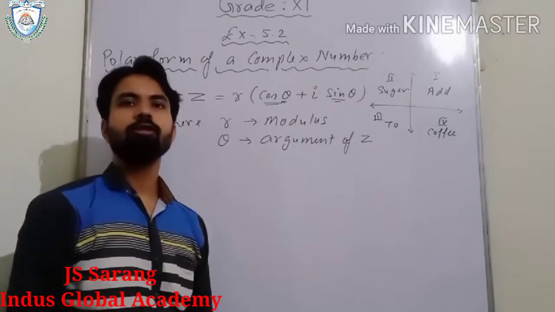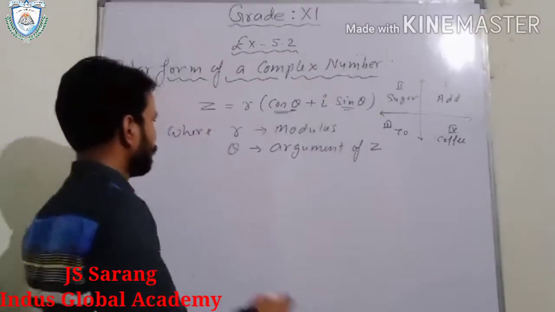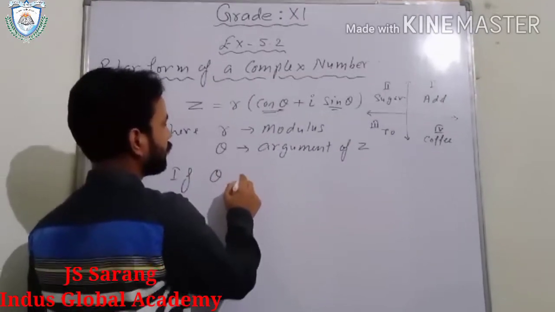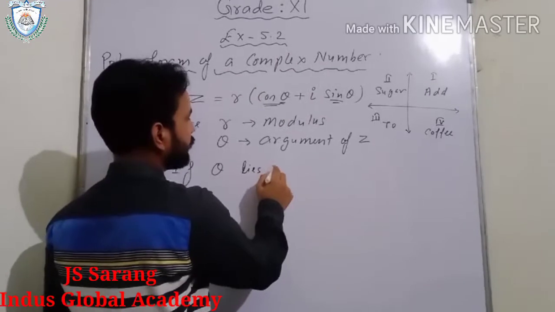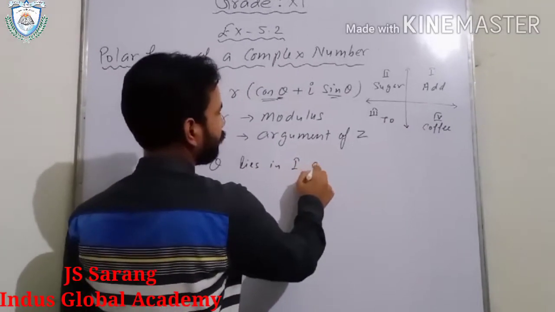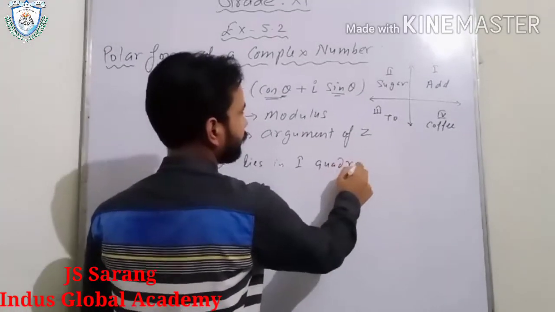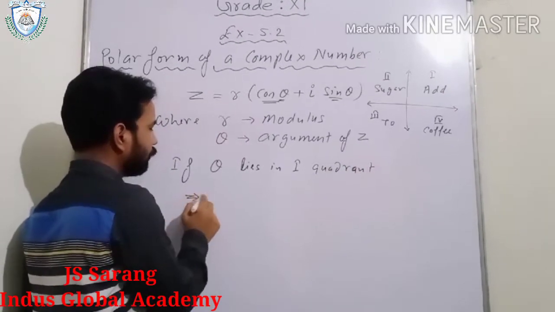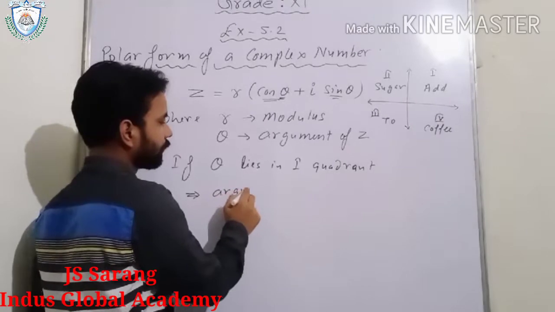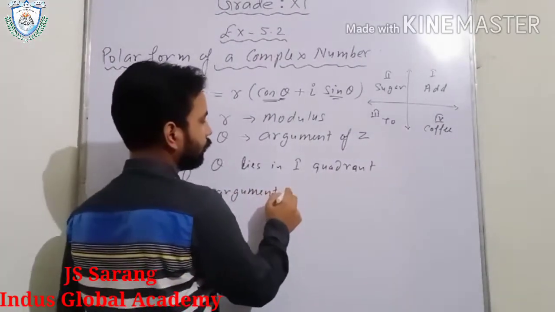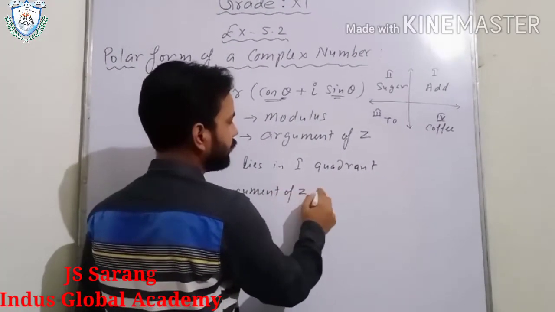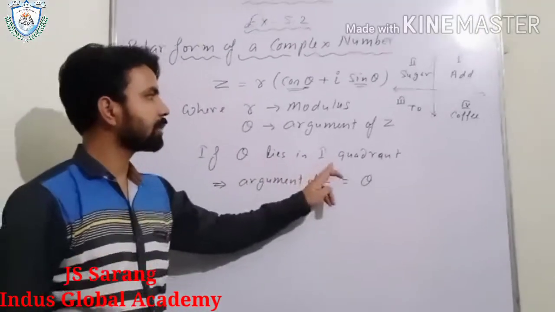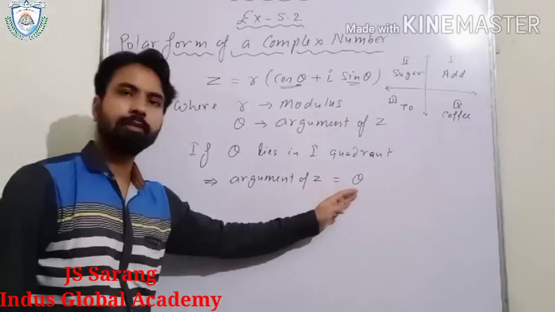Now some more points you have to keep in your mind. If theta lies in the first quadrant, then the argument of z equals theta only.